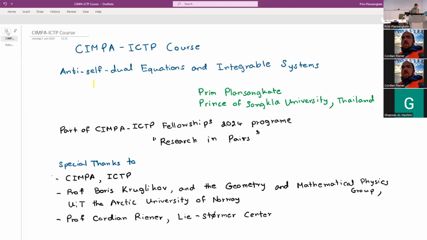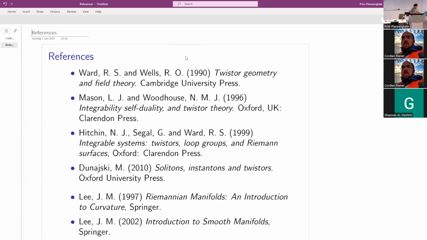And let me start by telling you about the references for this lecture. For all the content in this lecture, I refer to these main references. The first four are textbooks about anti-self-dual equations and twistor theory and their relation to integrable systems. But the later two are textbooks about differential geometry that I refer to for definitions and theorems that will be used.